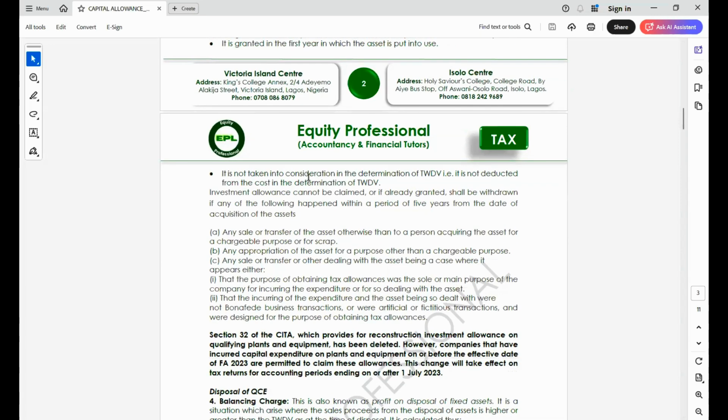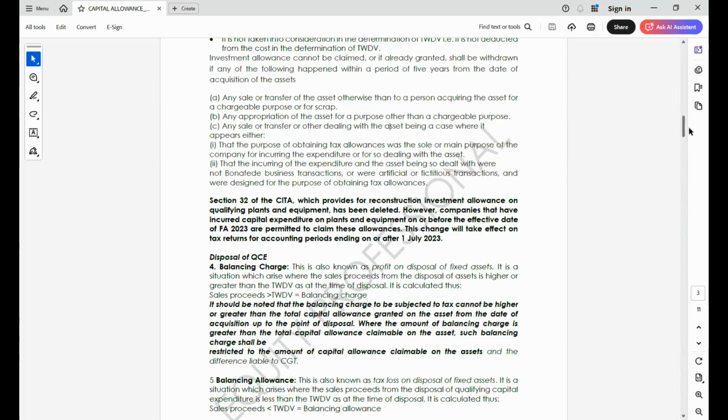To calculate this investment allowance is very simple. It's just your cost multiplied by 10%. So the cost is the cost of acquiring that plant and machinery, and you multiply by 10%, because the rate is a standardized rate. So it is the fact that you are using an asset for the purpose of your business. That does not mean that you cannot dispose of the asset.